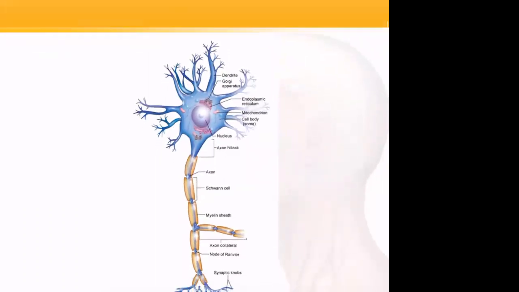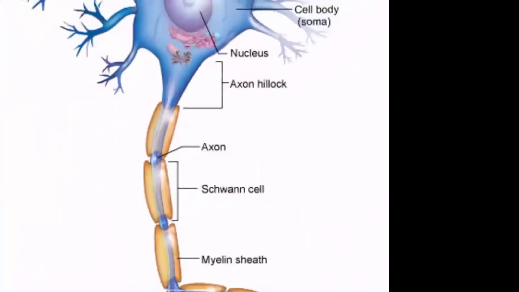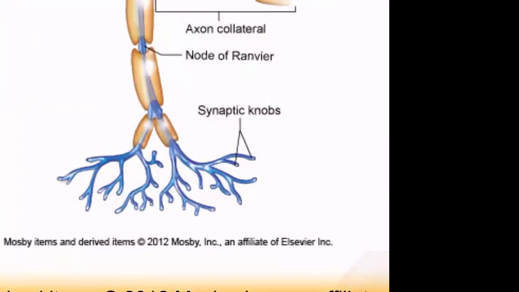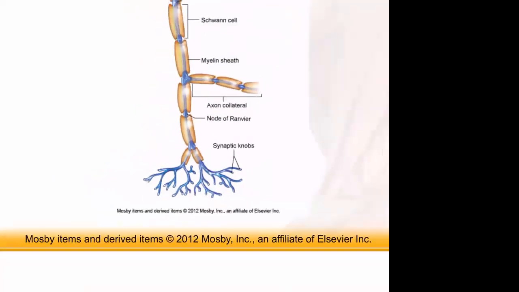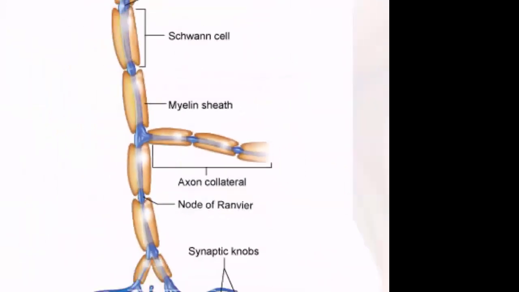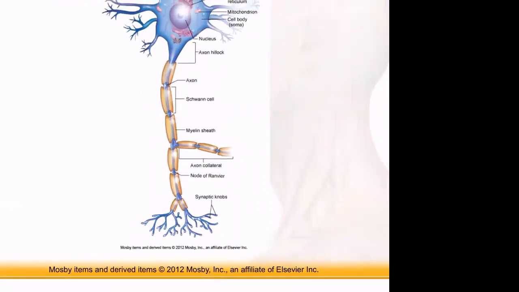Then there is a long part of it called the axon. This large branch that comes down and ends in the synaptic knobs, also called synaptic boutons, also called the end of the neuron, and probably a few other names. You'll also notice there is the myelin sheath, the insulation that is around the axon. In this case, it is the Schwann cell, so this is a peripheral nerve. And there are spaces in between called the nodes of Ranvier.